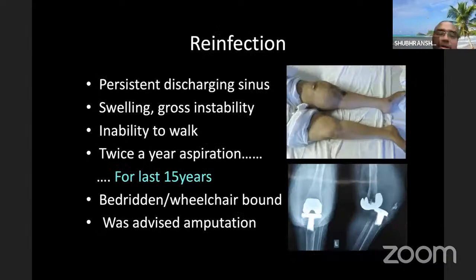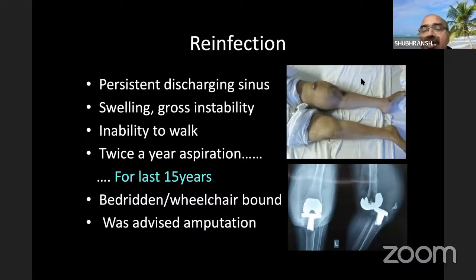But then she had a recurrence of the infection. She had a persistent discharging sinus, a swelling, and gross instability when she presented to me. She was not able to walk. Aspiration was done only twice a year for the last 15 years. She presented to me in 2017, and at that time she was bedridden, wheelchair bound, and had been advised amputation.